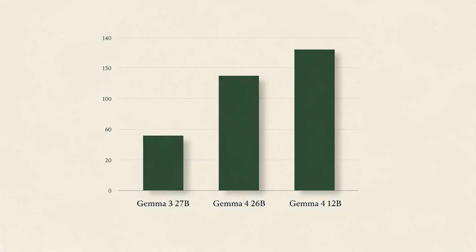By Google's own reporting, Gemma 4 12B nearly matches the much larger 26B model across a range of benchmarks, despite being less than half the size. It also clearly outperforms the older Gemma 3 27B model, which is a meaningful jump given that Gemma 3 27B was already a strong open model in its own right.